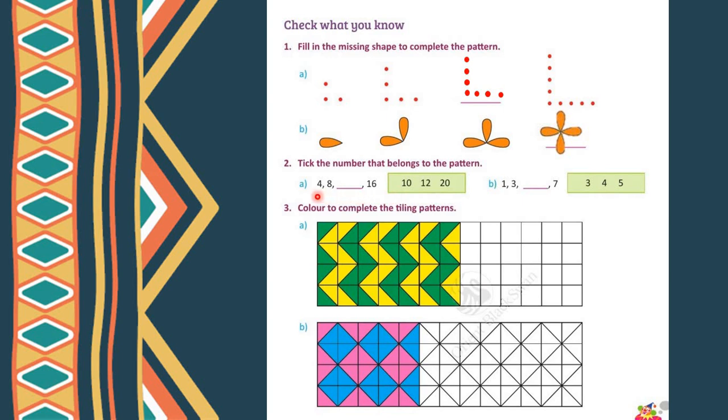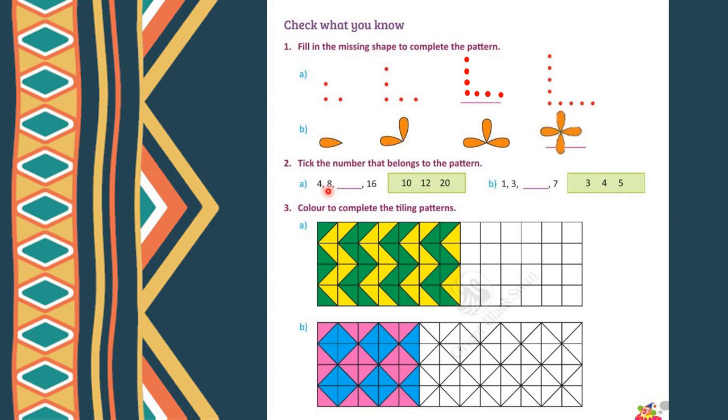The numbers given to you are 4, 8, 16. And the options are 10, 12 and 20. Kids, when you observe this pattern, don't you find that the table of 4 is being written here? All the multiples of 4 are written.